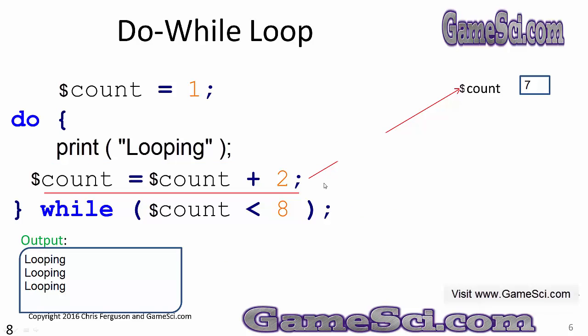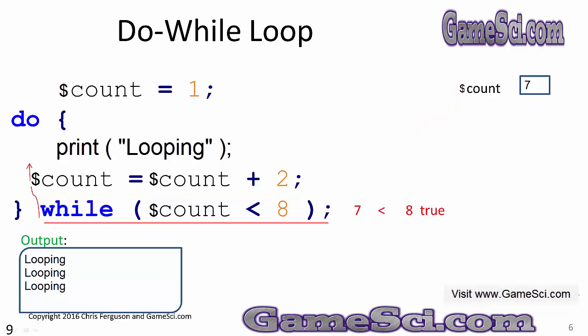We'll execute count equals count plus 2. Count has now gone to the value 7. Dropping down to the while statement, count less than 8 is evaluated as 7 less than 8. That is very much a true statement still. 7 is smaller than 8. As a true statement, it's time to go up and repeat this code again.